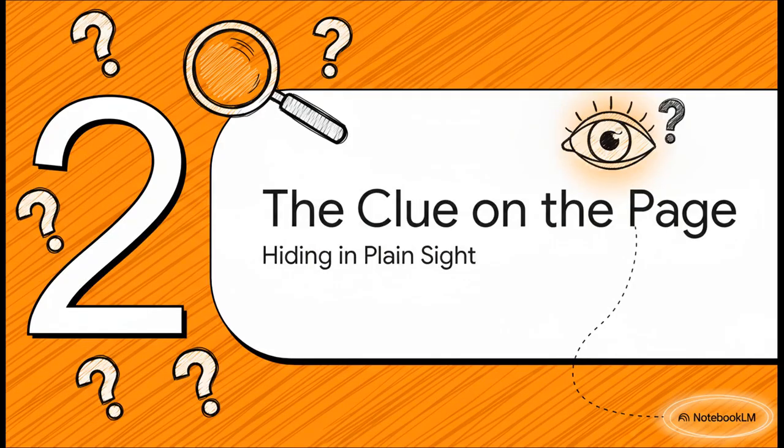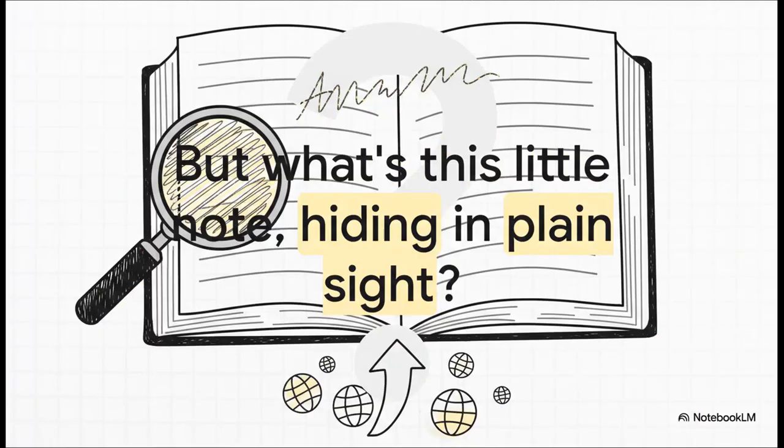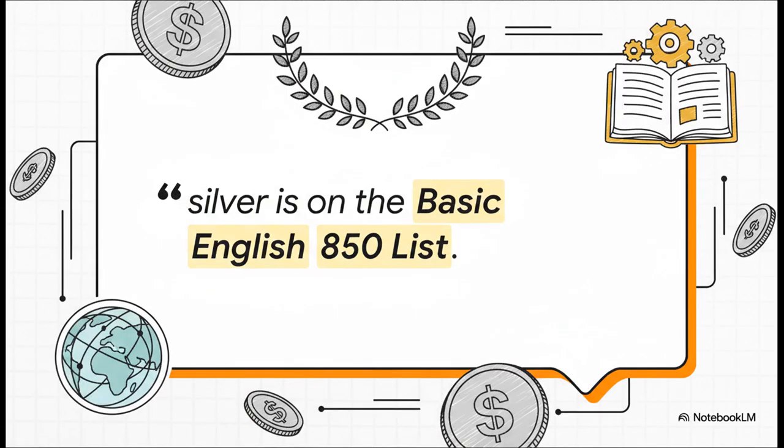Okay, so this is where it gets really interesting. Let's zoom in a little bit, because there's one tiny detail on this page that changes absolutely everything. If you look closely at the entry, past the pronunciation stuff, but before you even get to the definitions, you'll find this one little sentence. It's so easy to just scroll right past it. And boom, there it is. Silver is on the Basic English 850 list. Now that might sound like a random bit of trivia, but trust me, it's not. It's the key that unlocks this entire story.